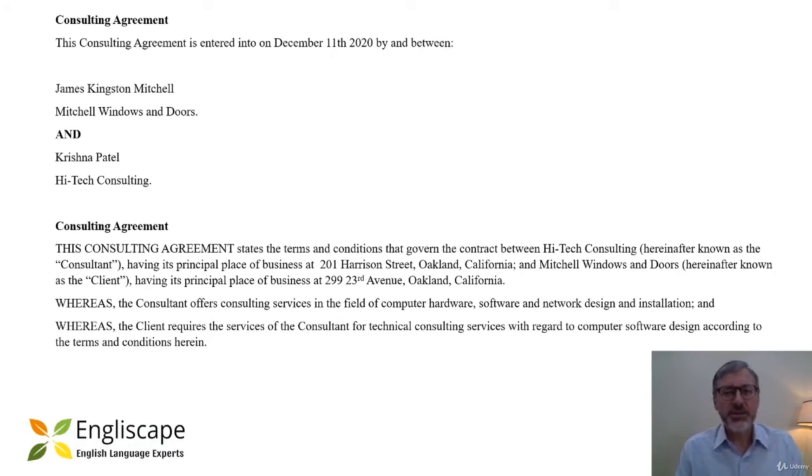This is a consulting agreement. This consulting agreement is entered into on December 11th, 2020 by and between, here's the dates, now the parties. First party is James Kingston Mitchell of Mitchell Windows and Doors, his name and the company name, and Krishna Patel of High Tech Consulting. He's the sole proprietor.